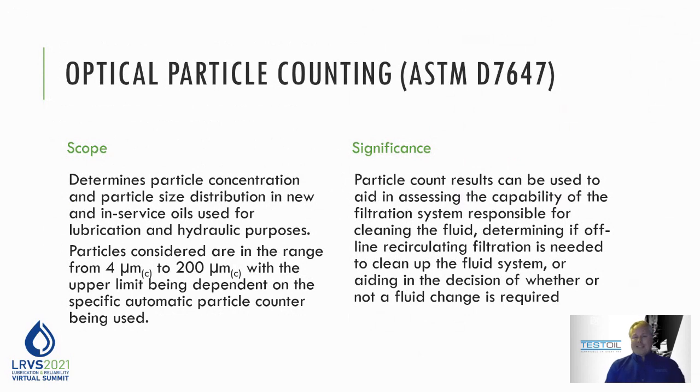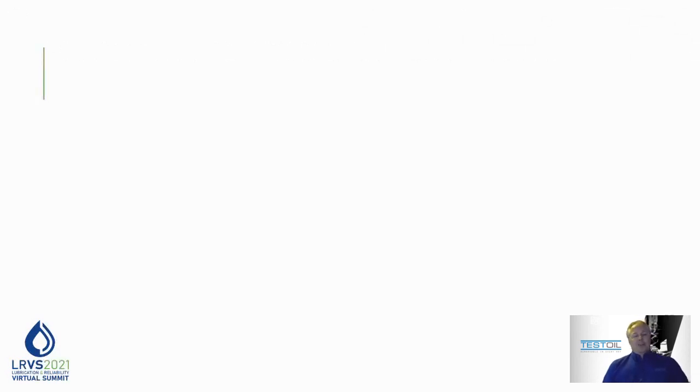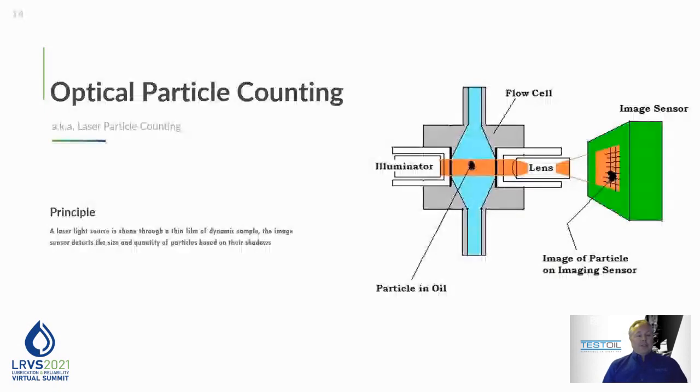Now, how is this test done? Well, again, give you an explanation on this one. So the way optical particle counting is done, and I put here that it's also known as laser particle counting, is that we take an intense source of light, so a laser, and we shine it through a moving thin film of sample. Now, on the other side of that thin film is a photodetector, not unlike the CCD detector in a digital camera. Now, as you maybe have heard this explanation before, what the detector is detecting are shadows.